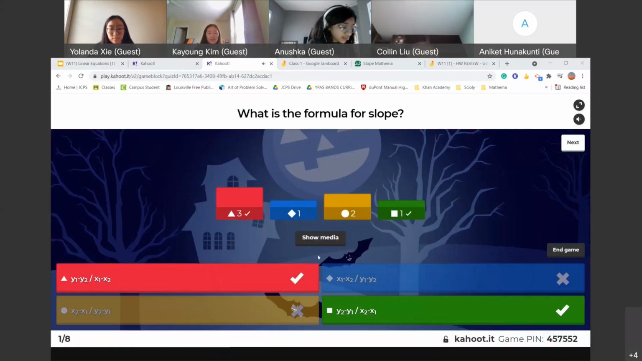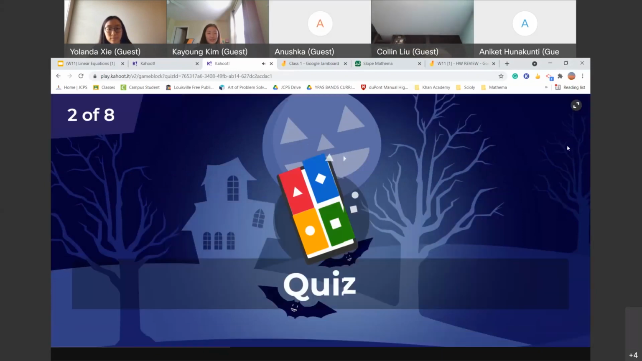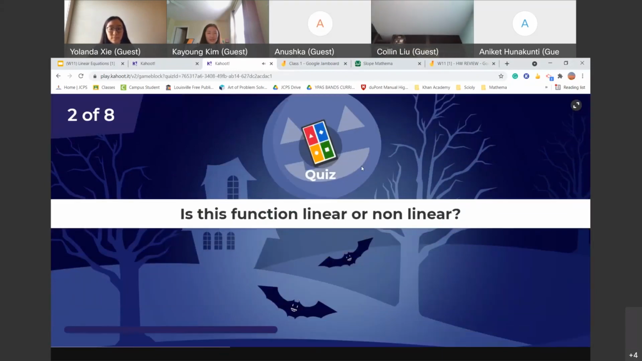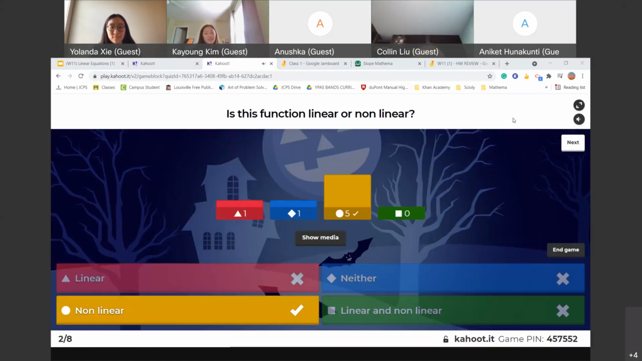Okay, both of these are actually right because you can do it either way. Just a change in y over change in x. I think this is really short too. Yeah, there's 8 questions. Is it linear or non-linear? Remember, linears are just one straight line. That should be a very good clue.